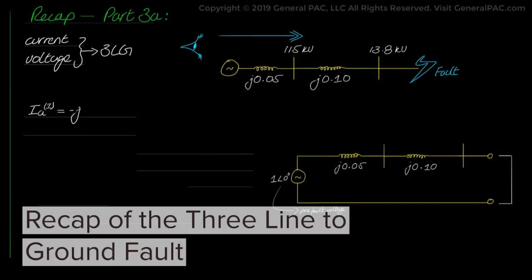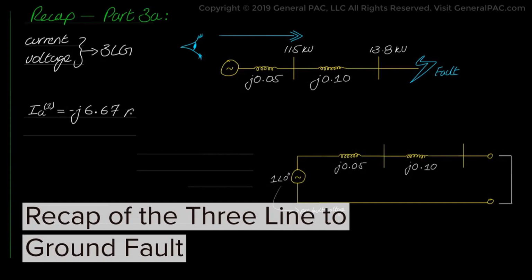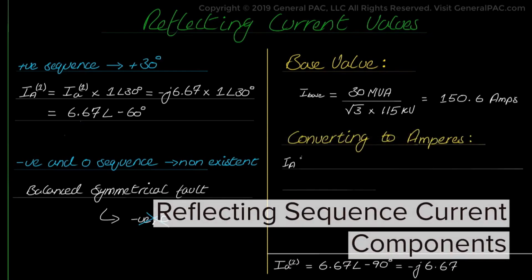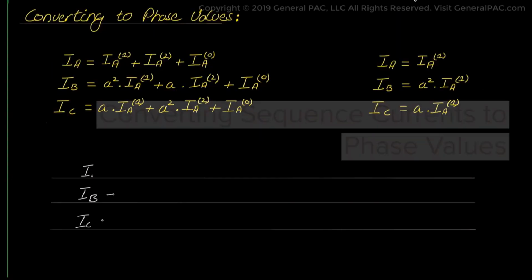to negative j6.67 per unit, and also that the negative and zero sequence currents were equal to 0. Now to clarify, this was on the low voltage side of the transformer, and remember that we just multiply out the per unit quantities with the base values to get the ampere quantities for the sequence components. We get 1004 amps at the angle of negative 6, and we get the following.